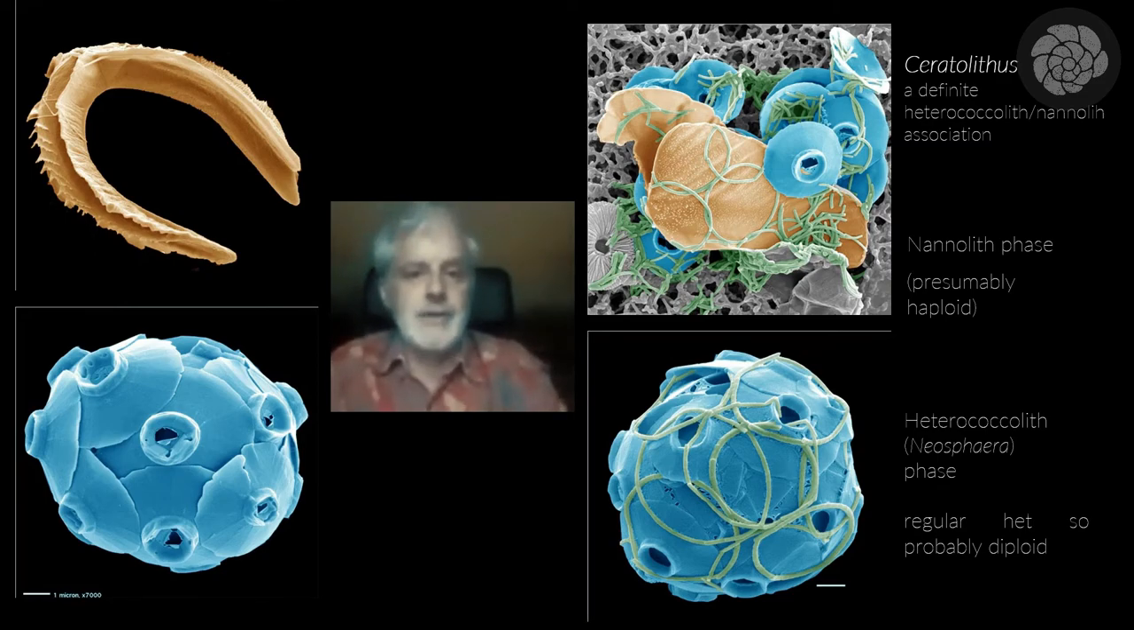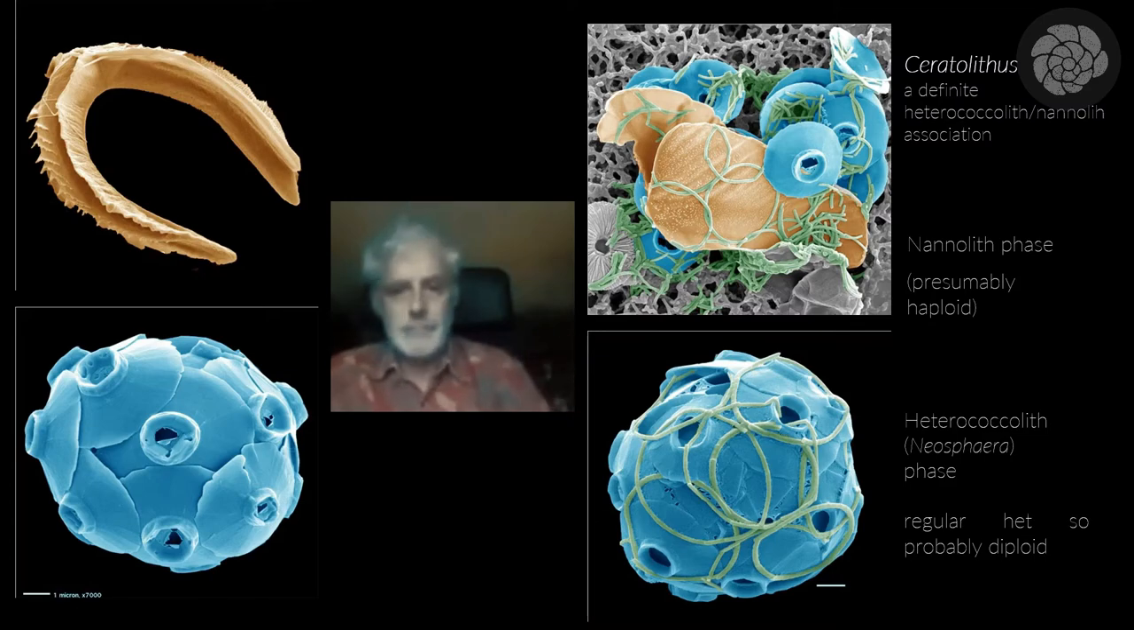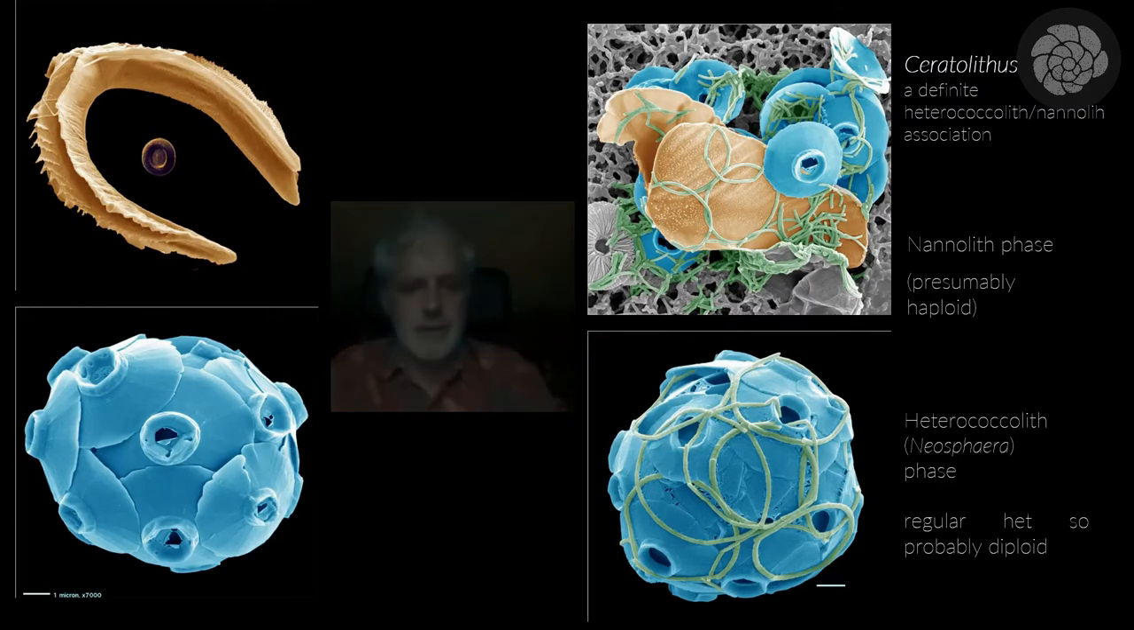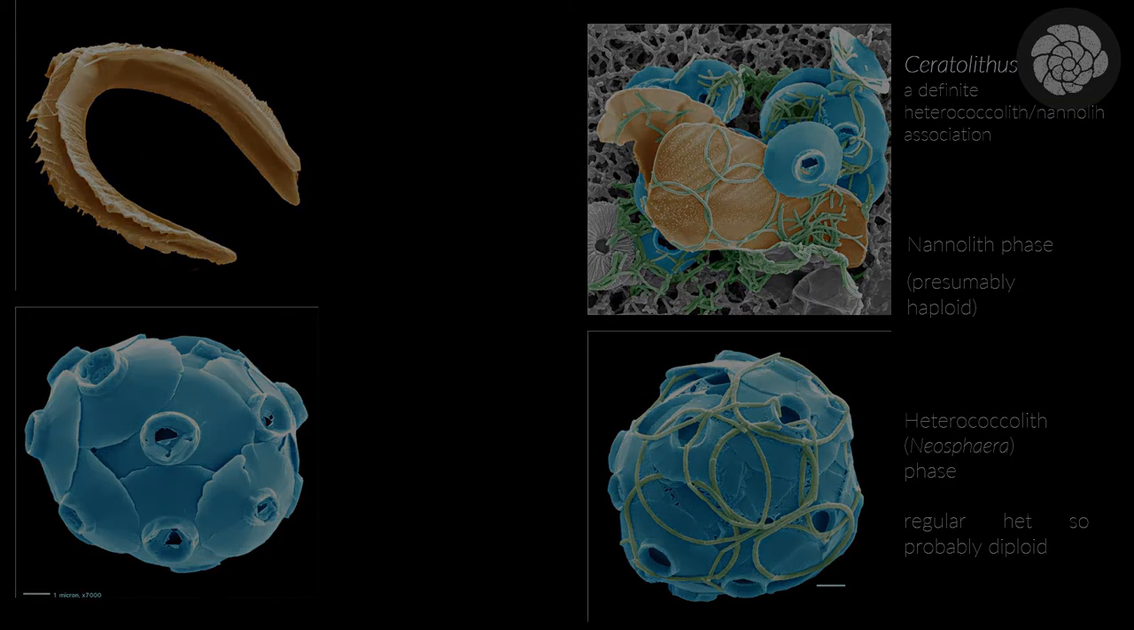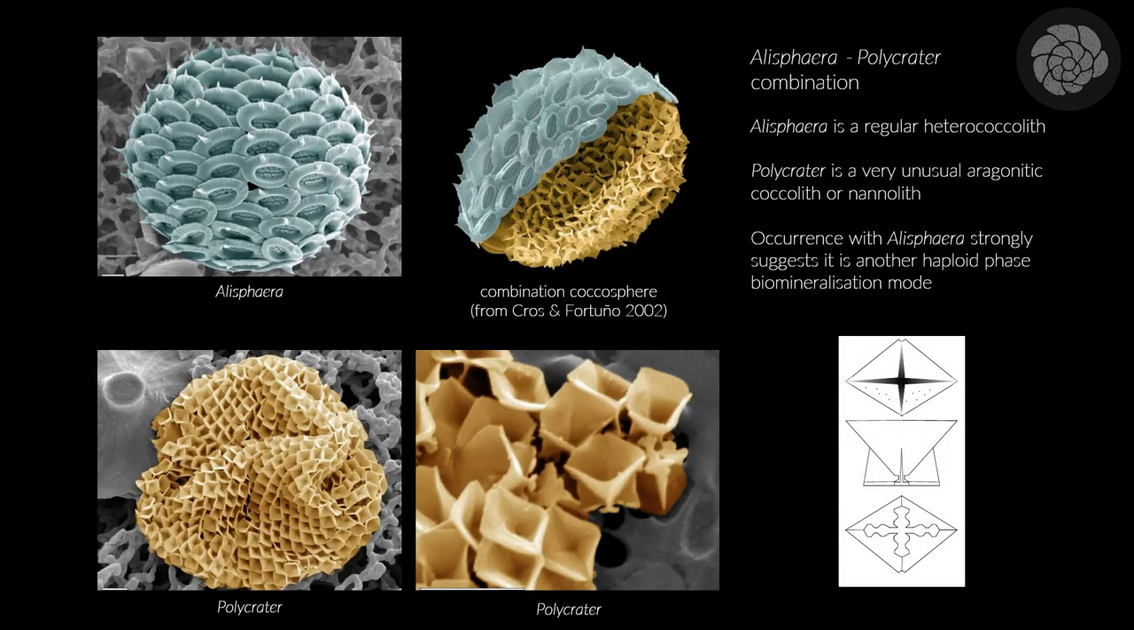So we're a bit unsure about exactly how the haploid-diploid phase works, but they're not just modified heterococcoliths, because these are the heterococcoliths we can see on the outside. These form the nanoliths, whatever they are, they're not modified heterococcoliths. And really, it's hard to see them as being in any way a heterococcolith. And also, when you have a cell, the actual cell is smaller. So in some ways, it looks like they're being formed outside the coccolith.